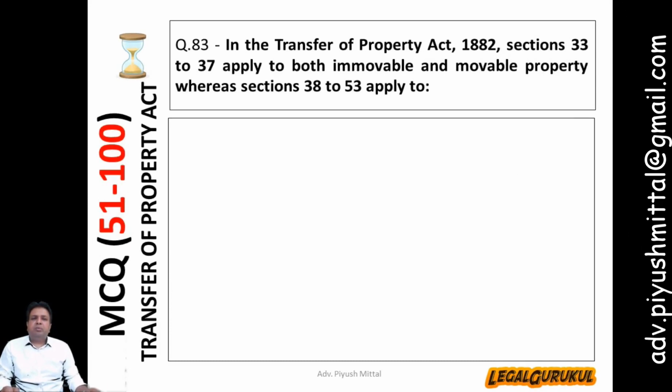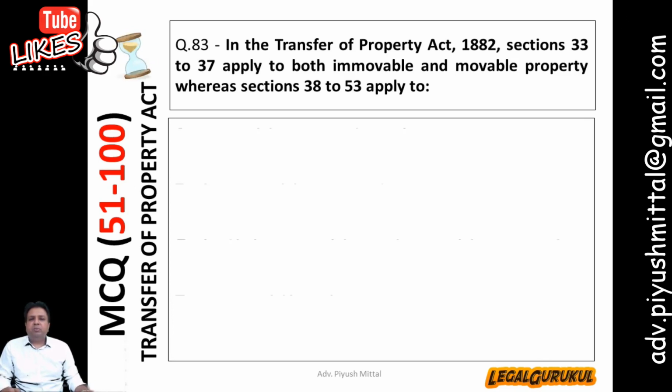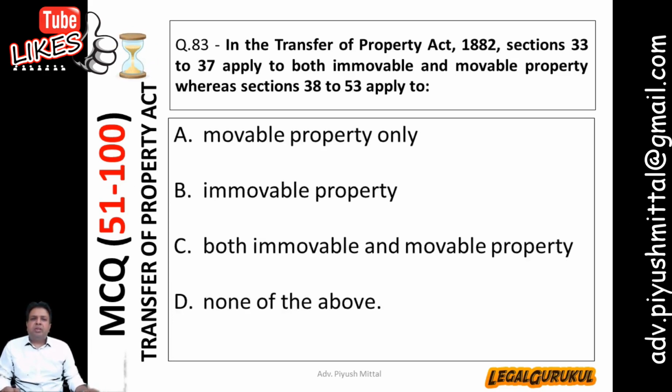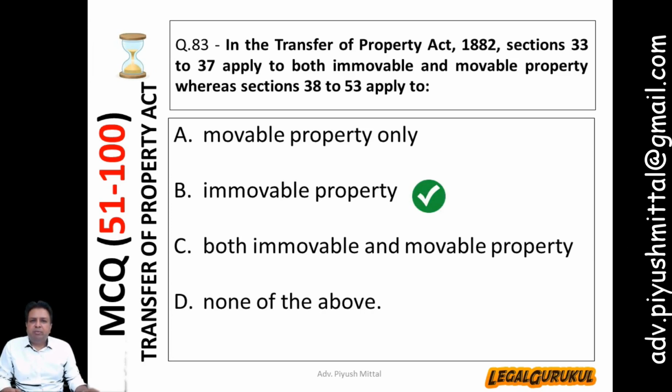Question number 83. In the Transfer of Property Act 1882, Section 33 to Section 37 apply to both immovable and movable property, whereas Section 38 to 53 apply to A. movable property only, B. immovable property, C. both immovable and movable property, D. none of the above. And the correct answer is B. immovable property.